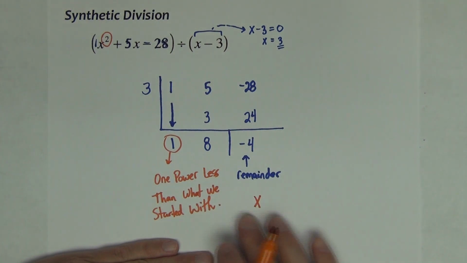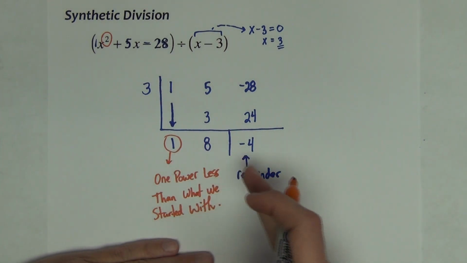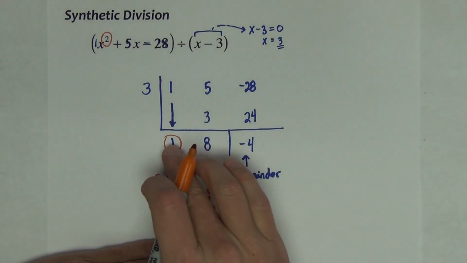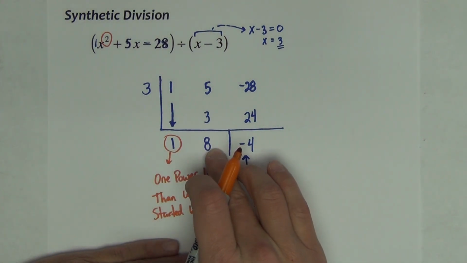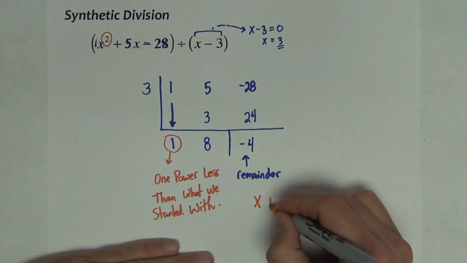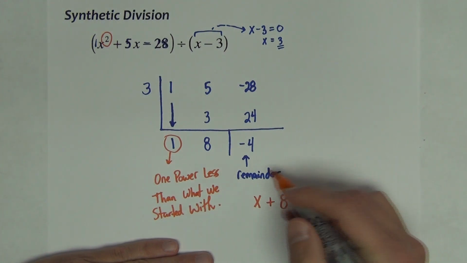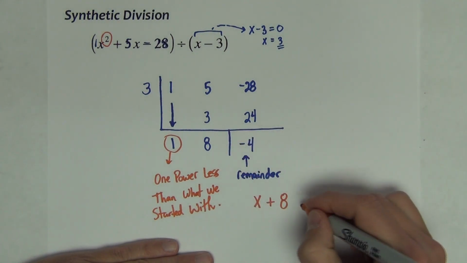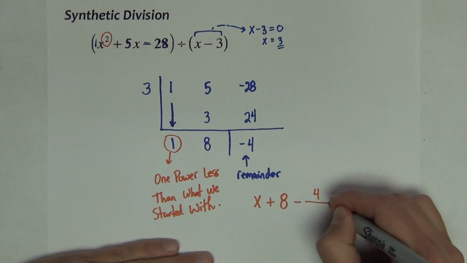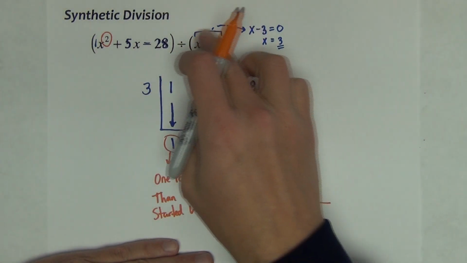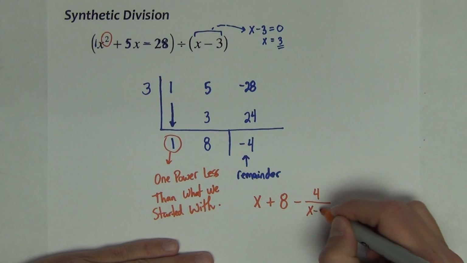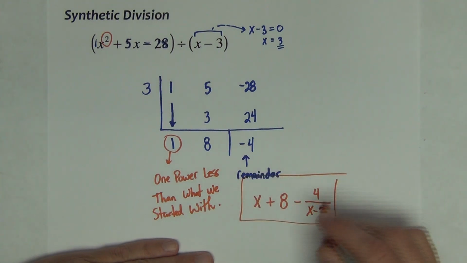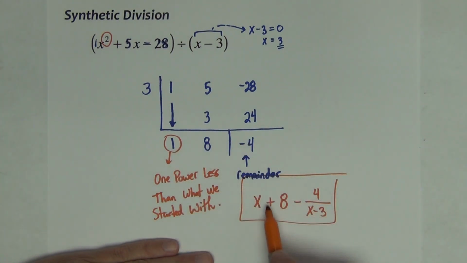And then after we establish that first power, every number after that just decreases the power by 1. So if this is x to the first, this should be x to the 0, and x to the 0 is just the constant 8. Now we've got the remainder, which is a negative 4 over, not 3, but the original divisor, which was x minus 3. And so we can see how these numbers here just represent coefficients and constants of our solution.